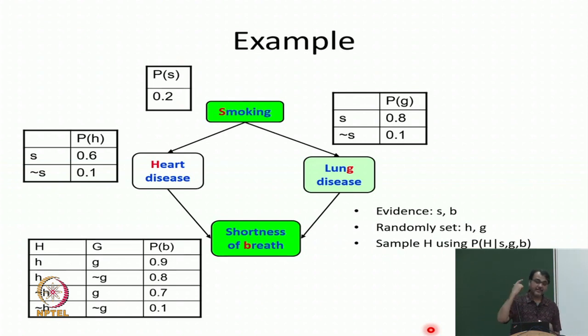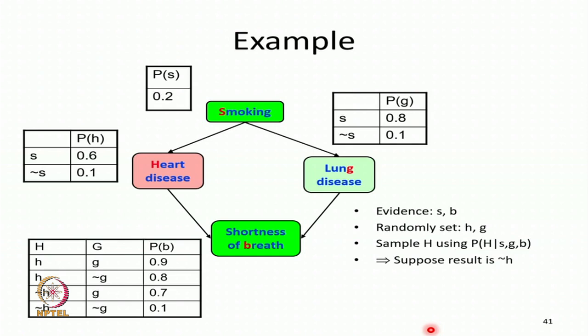All the 3: my parents smoke, my children shortness of breath, my other parents are children lung disease. So, then I will take all these 3 and I will sample H again. So, I will compute the probability and sample H. Let us say my sample is not H. So, now my new state is S B not H G, that is my new state. I have done one step of the random walk.